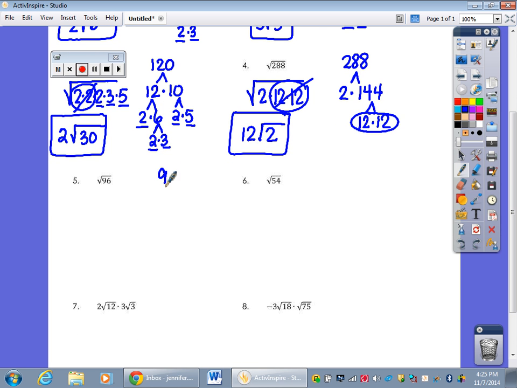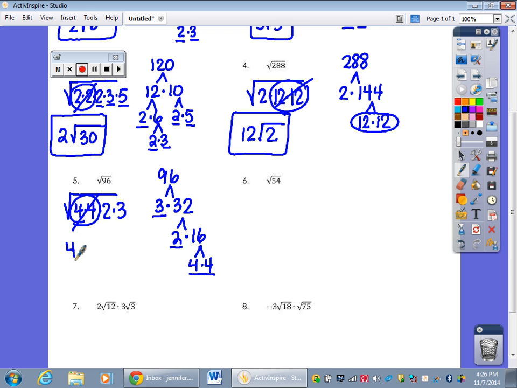96. Take 96, and you can think of numbers that go into it. I'm going to think of 3. 3 goes in 32 times. And then 32, I'm going to break down to 2 times 16. And 16, I'm going to break down into 4 times 4. The bottom line is you're looking for pairs. So if I use that pair, then I have 4 times 4, and then times 2, and then times 3. And so here's the pair that comes out, and you have 2 times 3, which is 6. So 4 radical 6 would be your answer.